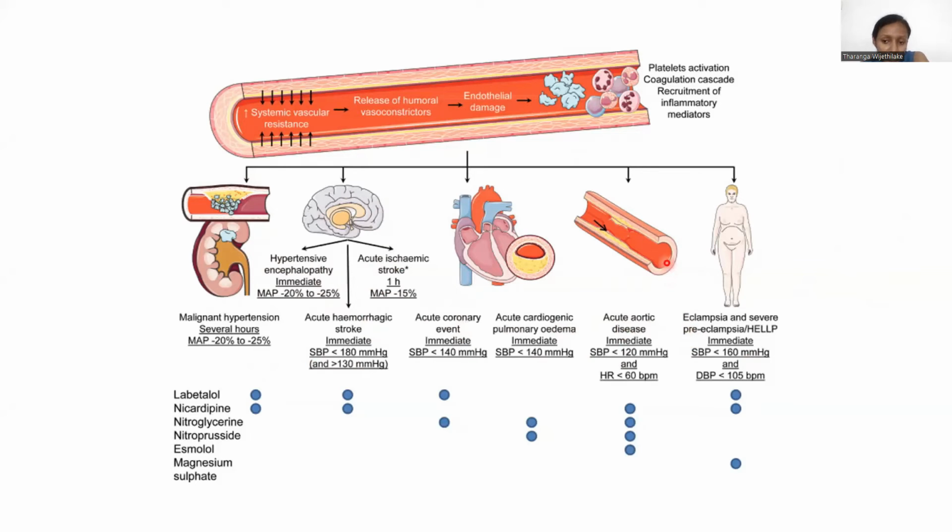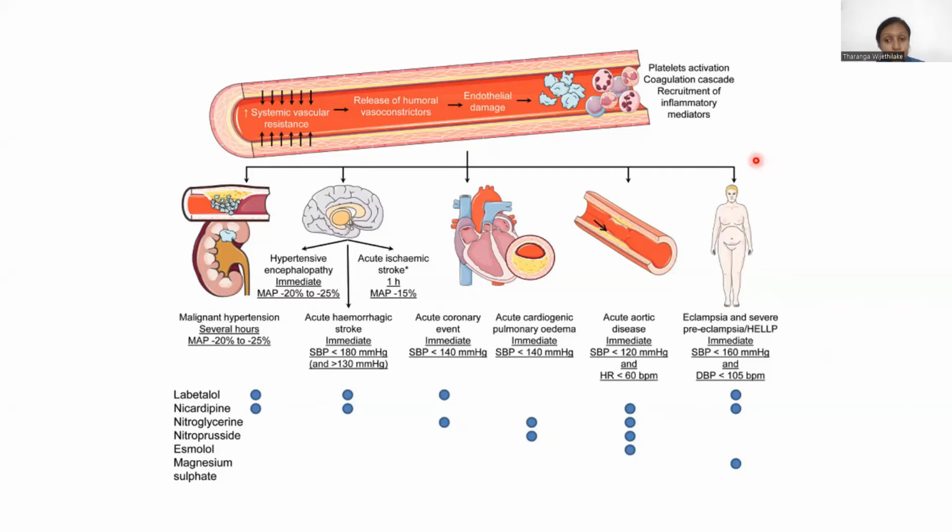Now, if you take your aortic dissection, that is the hypertensive emergency which needs to be treated as early as possible. You bring down the systolic blood pressure to less than 120 and the heart rate to less than 60 within 5 to 20 minutes, they say. It used to be 5 minutes. Now what they say is up to 20 minutes. Within 20 minutes, it should be below 120/80, heart rate less than 60.